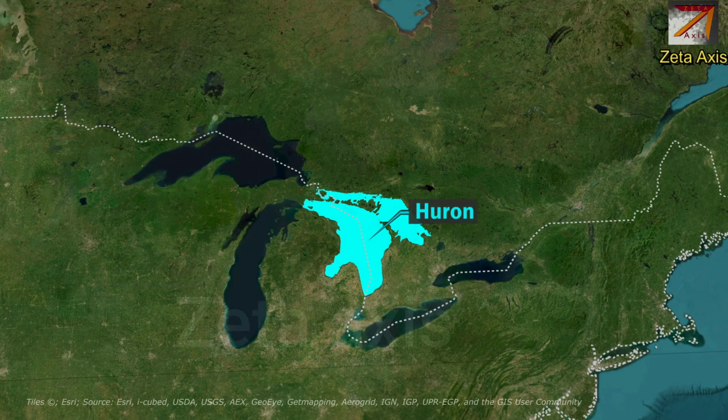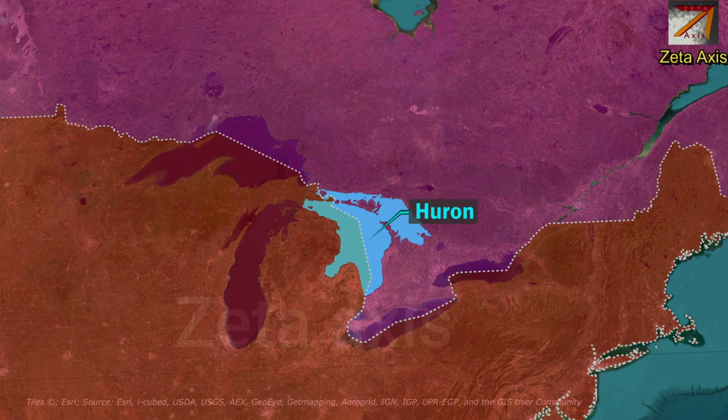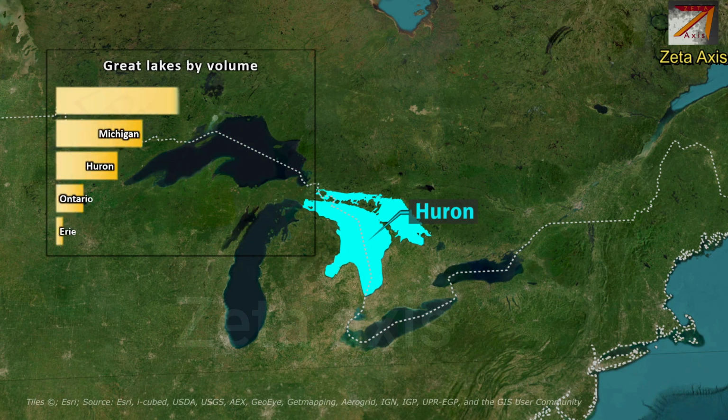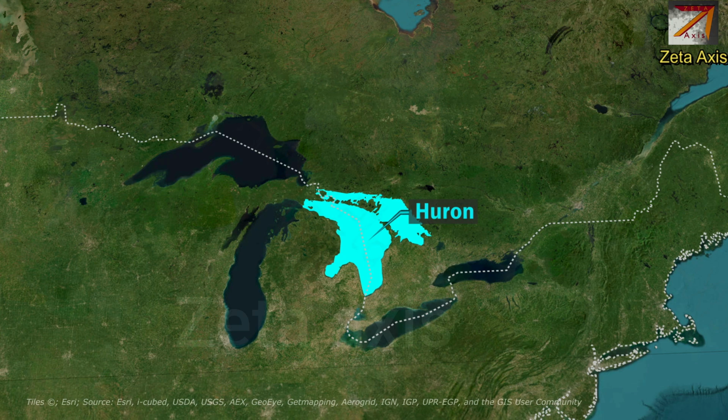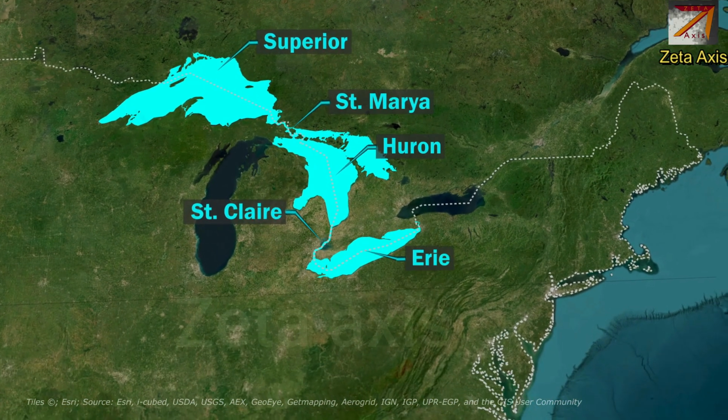Next is Lake Huron, which is the third largest freshwater lake on earth, or the fourth largest lake overall. The lake is shared between the US and Canada. By volume, Lake Huron is the third largest lake of the Great Lakes, surpassed by Lake Michigan and Lake Superior. The main inlet is the St. Mary's River, which brings water from Lake Superior, and the main outlet is through the St. Clair River towards Lake Erie.